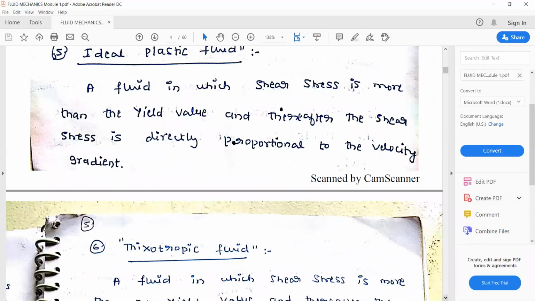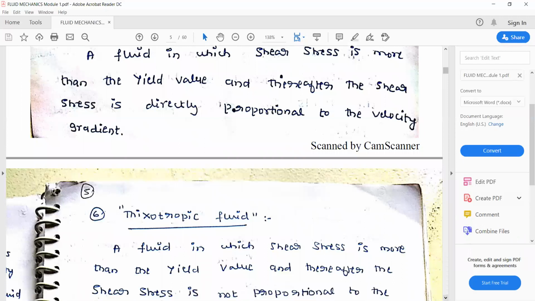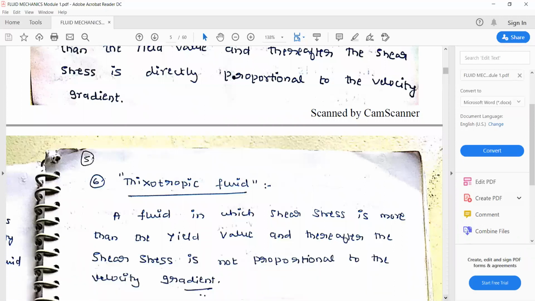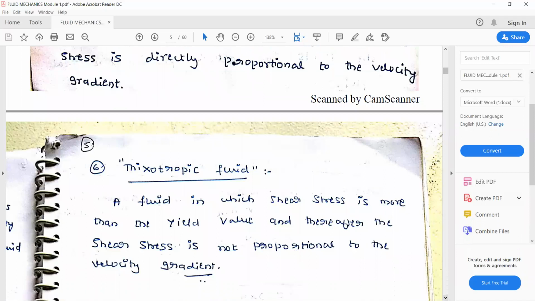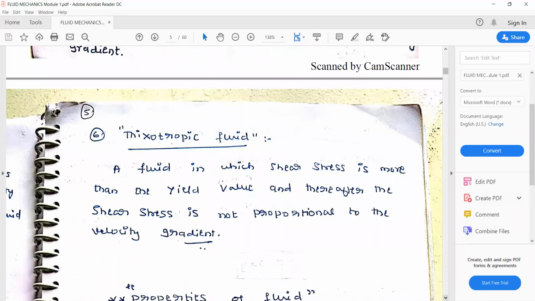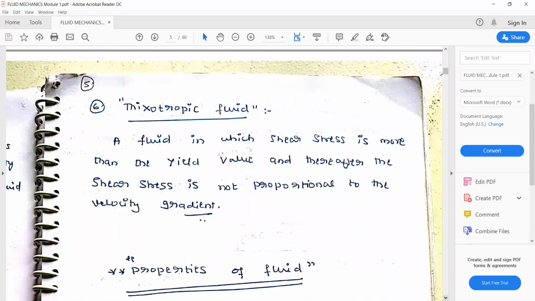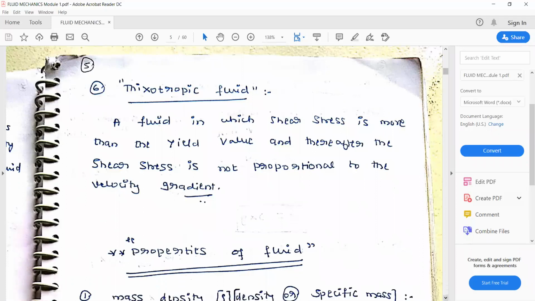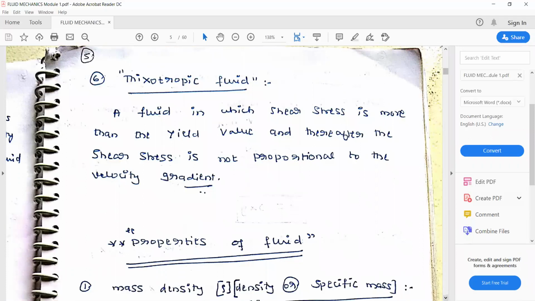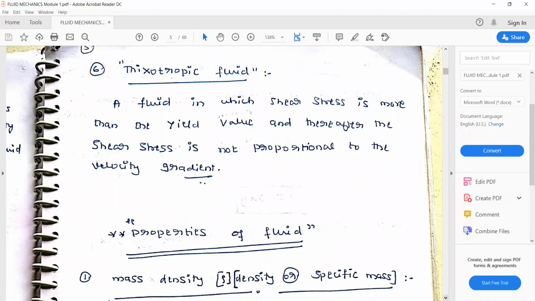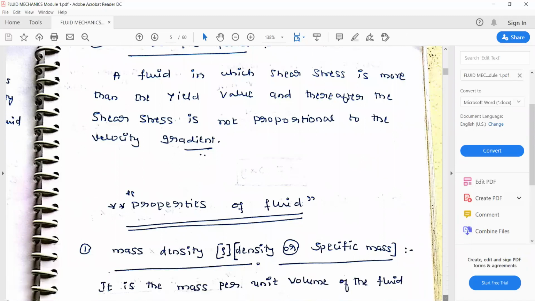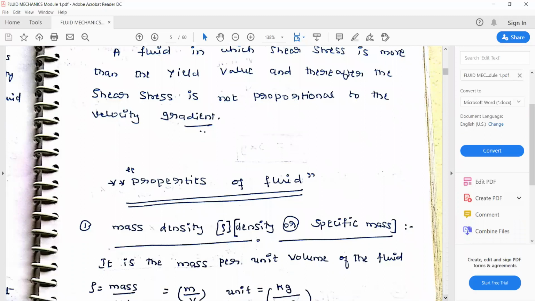Then thixotropic fluid: a fluid in which shear stress is more than the yield value, and thereafter the shear stress is not proportional to the velocity gradient. That is thixotropic fluid. These are all the different types of fluids. Sometimes they'll ask this question for 6 to 7 marks. This is also very important.